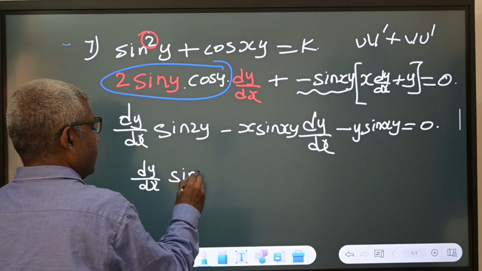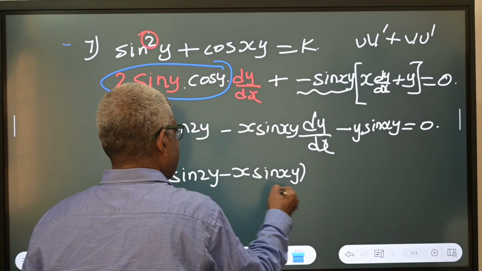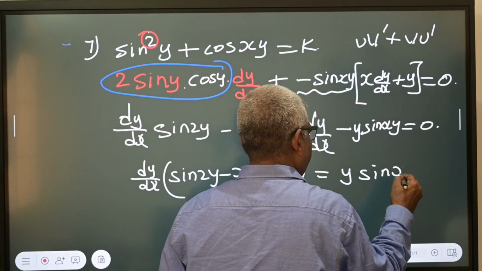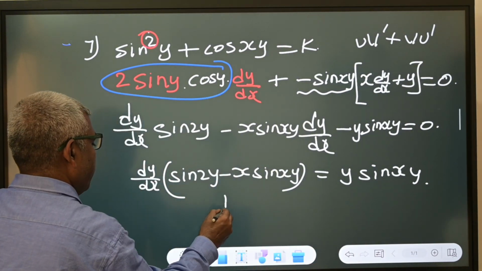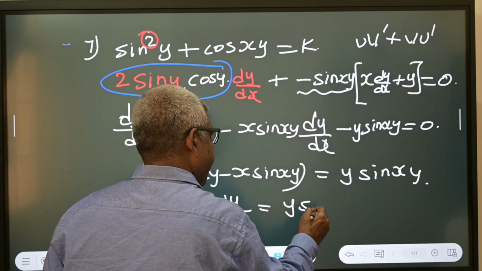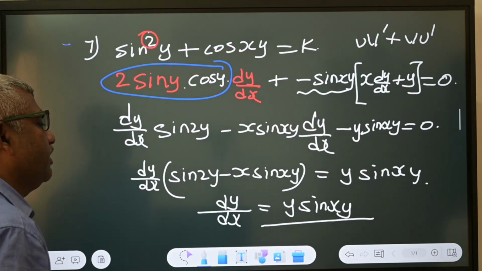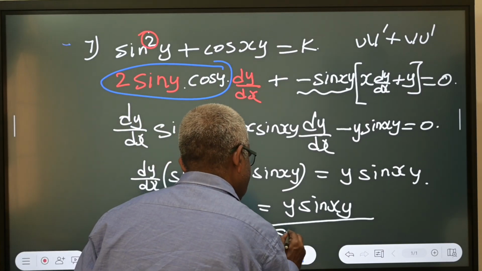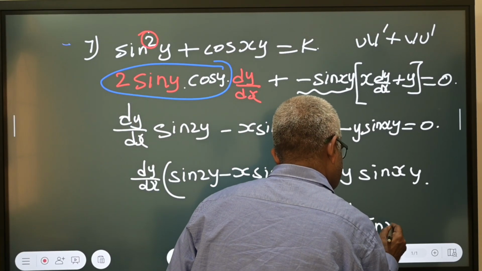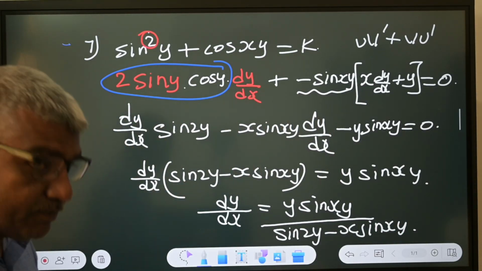Sin 2y minus x sin xy equal to y sin xy. Bring it dy by dx. Y sin xy divided by sin 2y minus x sin xy. காப்பி பண்ணுங்க.